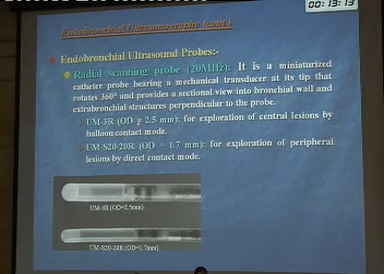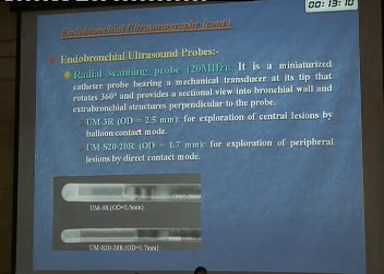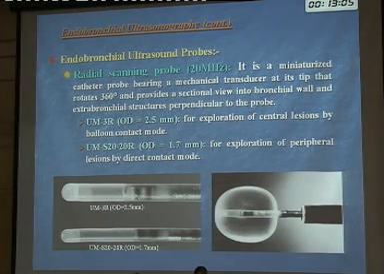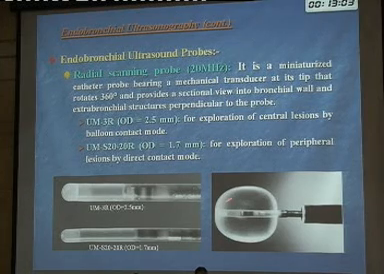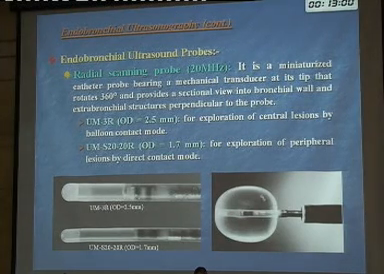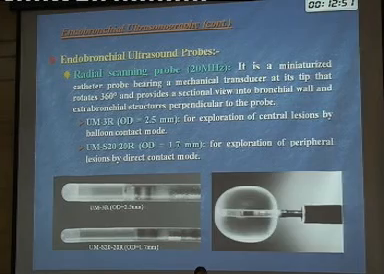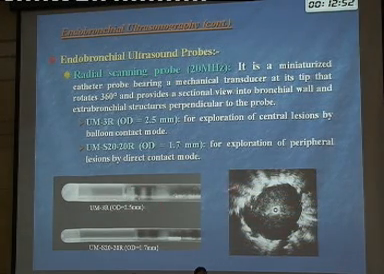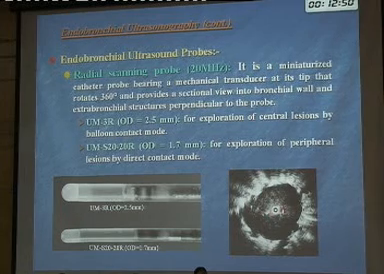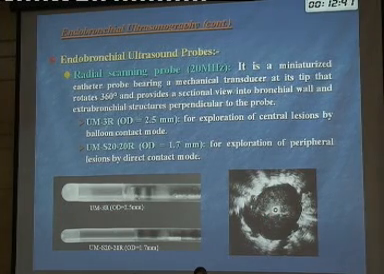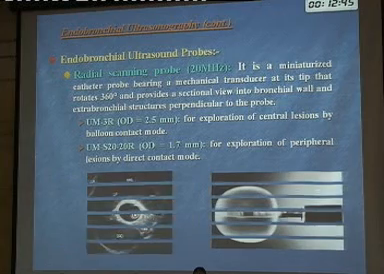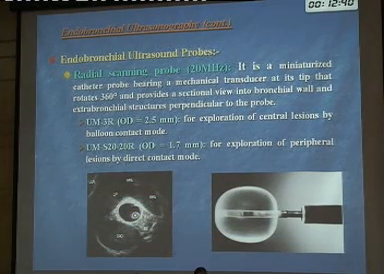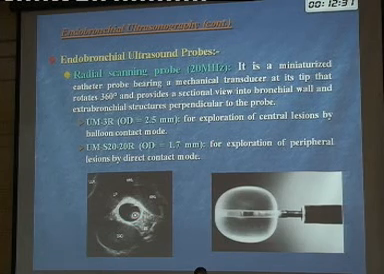It comes in two sizes. The outer diameter of the first one is 2.5 millimeters, the second one 1.7 millimeters. The first one is used for exploration of central lesions by the balloon contact technique, through insertion through a balloon sheath, which is inflated with water. While during the direct contact technique, the probe is used alone without the balloon sheath, and this is the image, the probe present at the center, like an end-on probe, directly in contact with the surrounding tissues. While in the balloon contact technique, there is an anechoic circle around the probe, which represents the water-filled balloon.